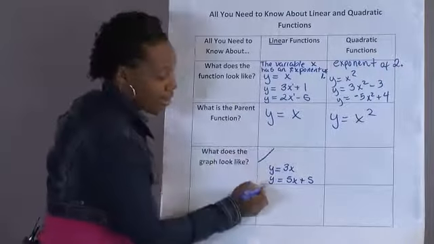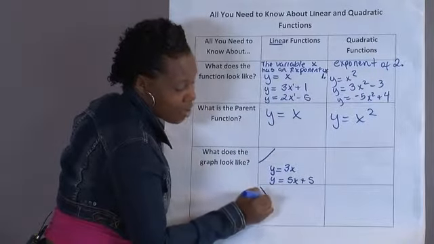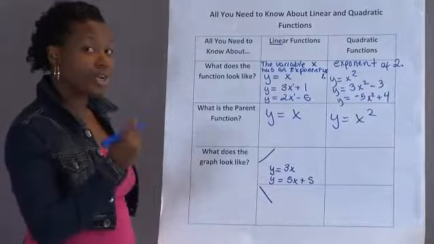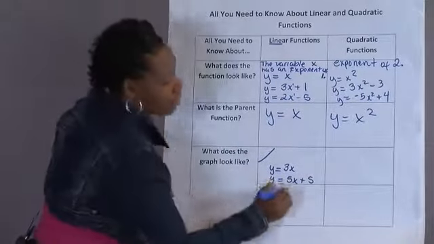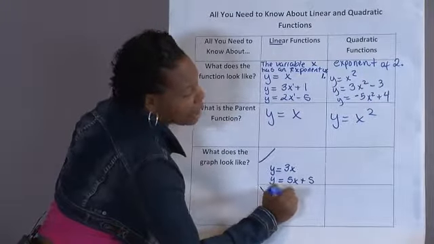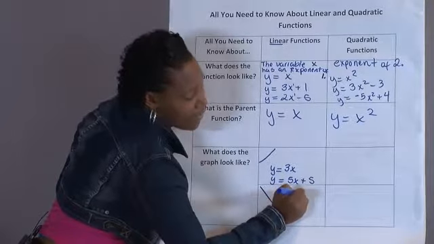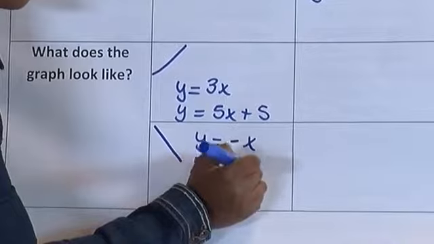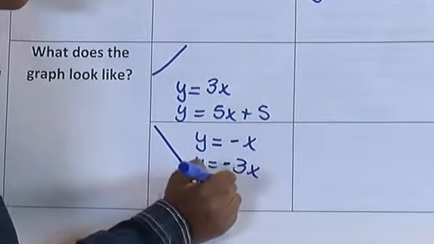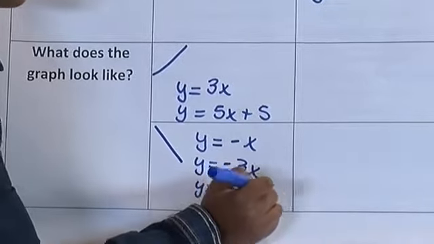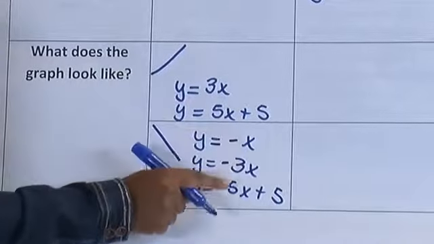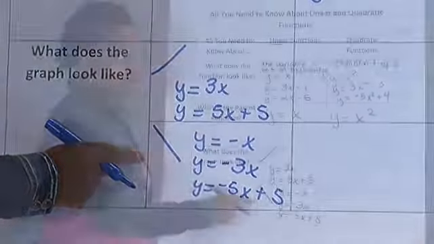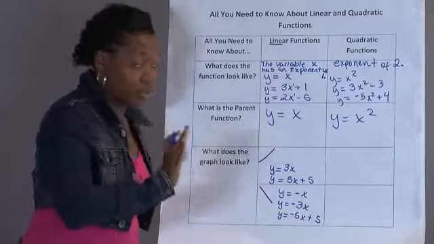Now, my line can also go down. It goes down if my number in front of the x is negative, okay? So an example would be y is equal to negative x. Y is equal to negative 3x. The number in front of the x is negative 3. And then y is equal to negative 5x plus 5. All of those numbers are negative, so your line is going down. You with me? Okay, so remember, you're the teacher, T.